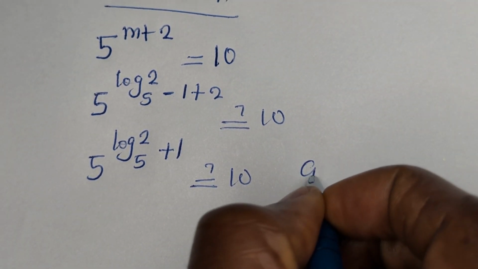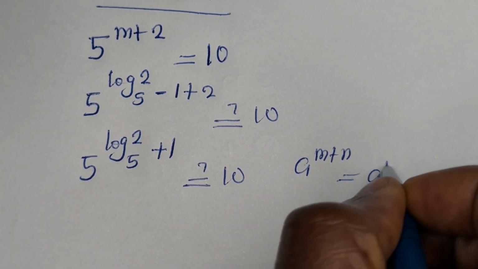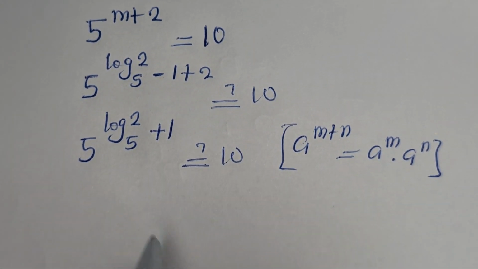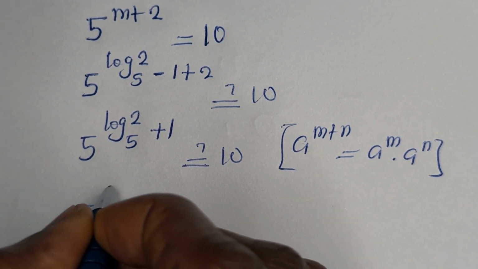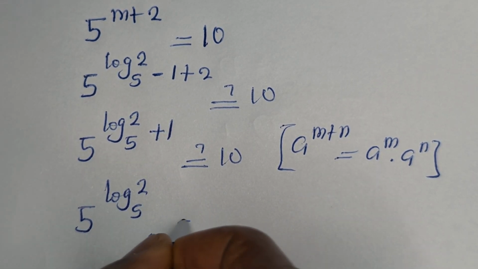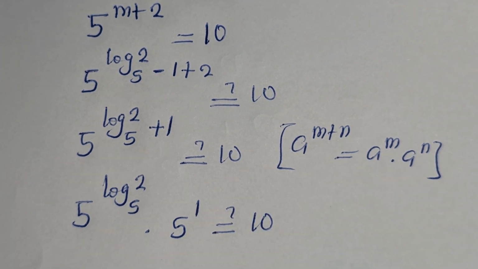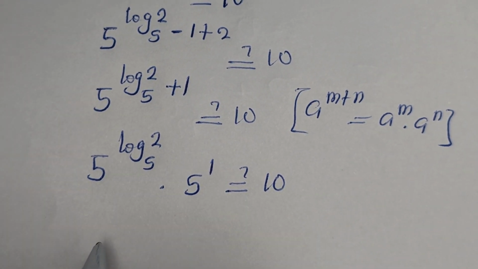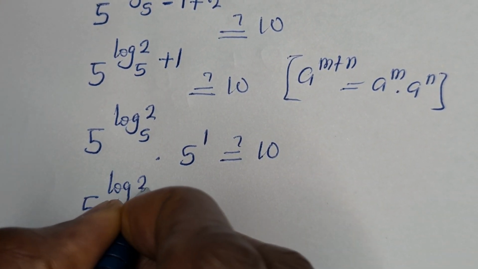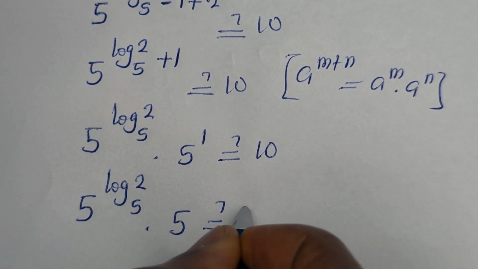Then if you have a raised to power m plus n, this is a raised to power m multiplied by a raised to power n. Here we have 5 raised to power log 2 base 5 multiplied by 5 raised to power 1 must be equal to 10. Then this is 5 raised to power log 2 base 5 multiplied by 5 raised to power 1 is 5 must be equal to 10.